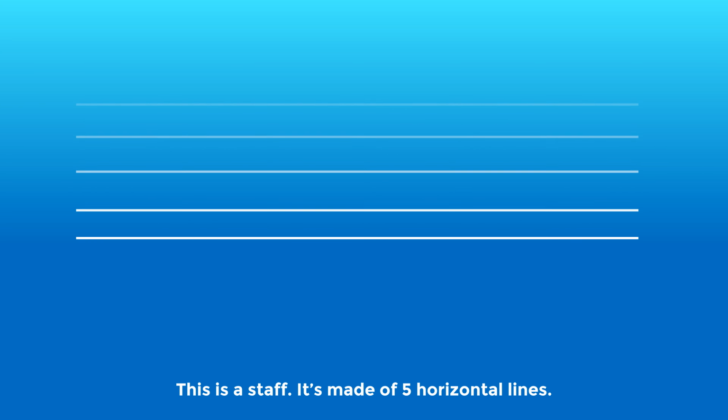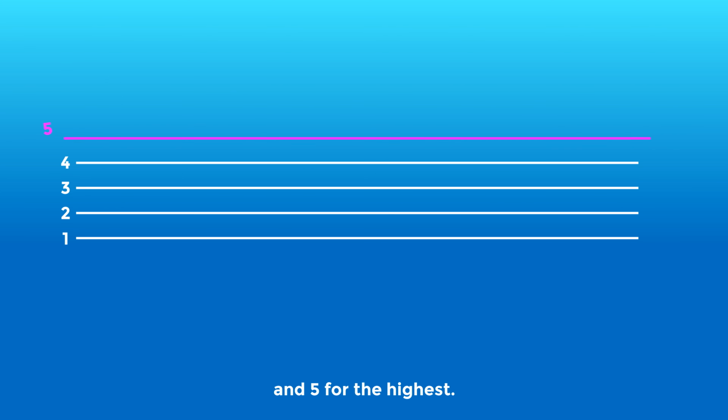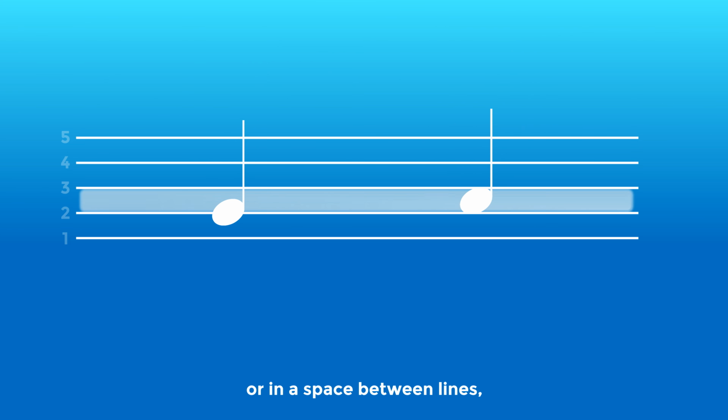This is a staff. It's made of 5 horizontal lines. We number them 1, 2, 3, 4, 5, with 1 for the lowest line and 5 for the highest. These are notes. Notes can tell us what to play and for how long. Notes can be placed on the staff, either on a line or in the space between lines, which are called spaces.